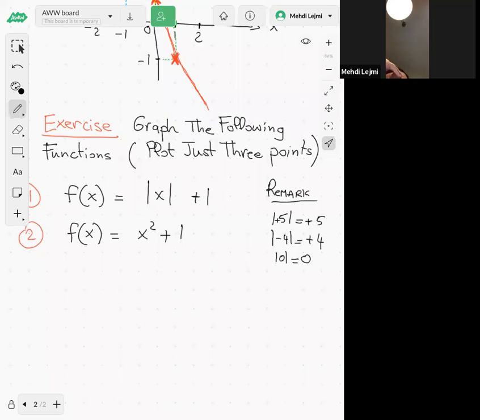So it's really important, guys, that you know how to plot the points. If you have trouble plotting the points, please let me know, all right? Because in the next chapters, we're going to do a lot of graphing. So it's really important that you know how to plot the points.